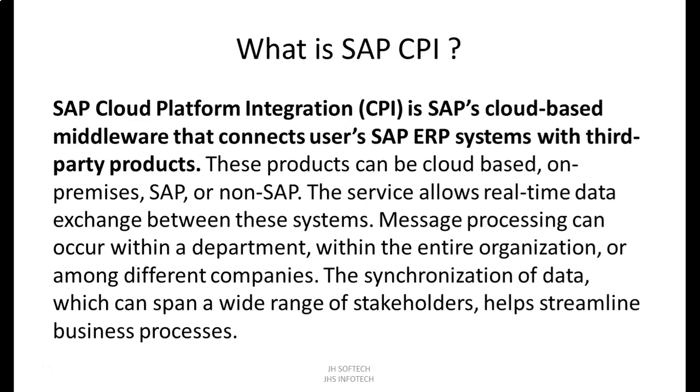What is SAP CPI? SAP Cloud Platform Integration is SAP's cloud-based middleware that connects users in SAP ERP systems with third-party products. These products can be cloud-based, on-premise, SAP or non-SAP systems. The service allows real-time data exchange between these systems. Message processing can occur within a department, within the entire organization, or among different companies. So the synchronization of data, which can span a wide range of stakeholders, helps streamline business processes.